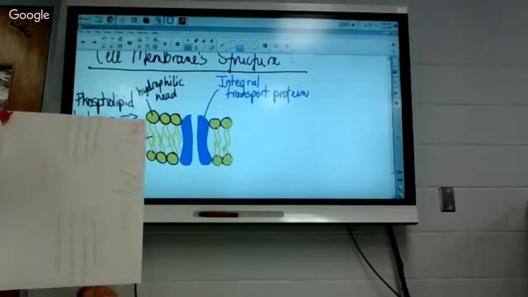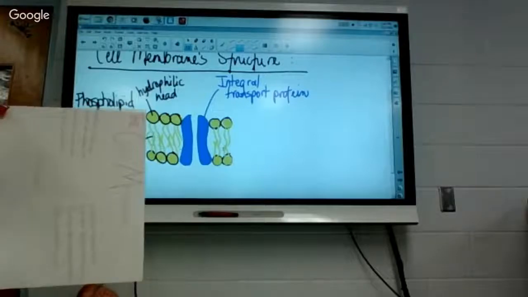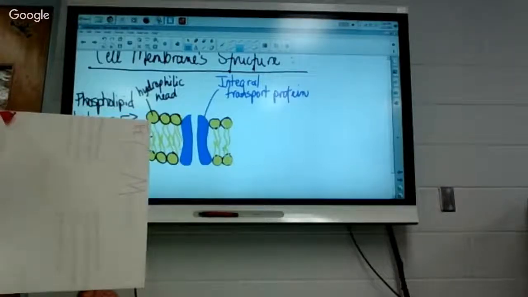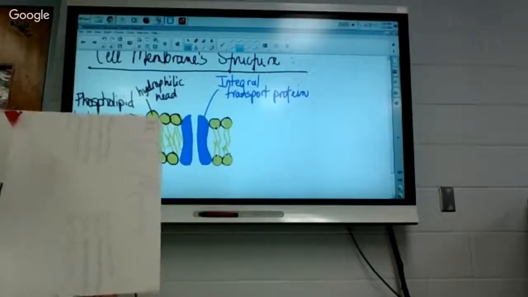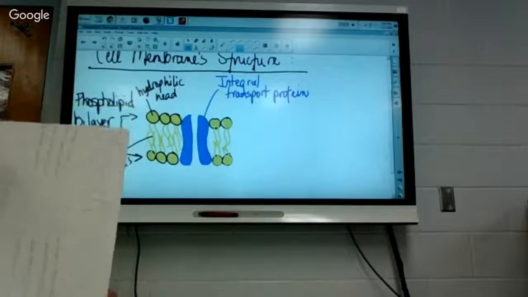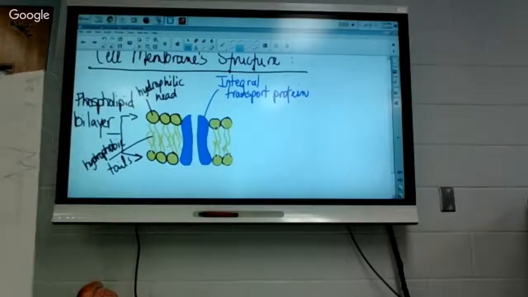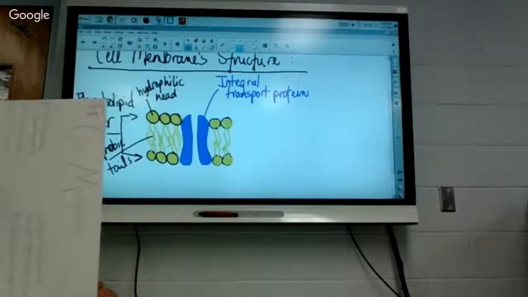I know the shape's different. Think about their proximity, or their position. Right. This one goes all the way through and passes through. These are just kind of stuck towards the top. They can be on the bottom. So these are called peripheral proteins, on the periphery towards the outside.